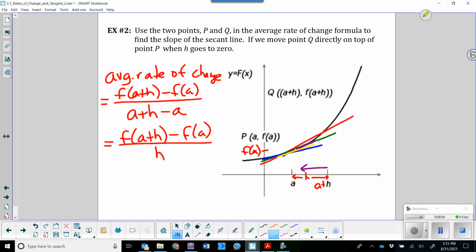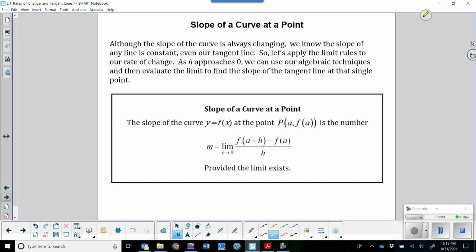So what we're going to actually do is use limits here, and we're going to let that distance between those points become 0. So remember, that's what limits do. So the slope of a curve at a point is simply going to be the limit as h goes to 0 of that difference quotient. So the f of a plus h minus f of a over h is simply the slope of a secant line. H is the distance between the 2 points. I'm going to let that distance approach 0.